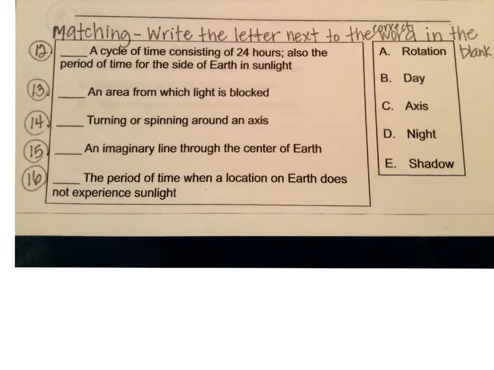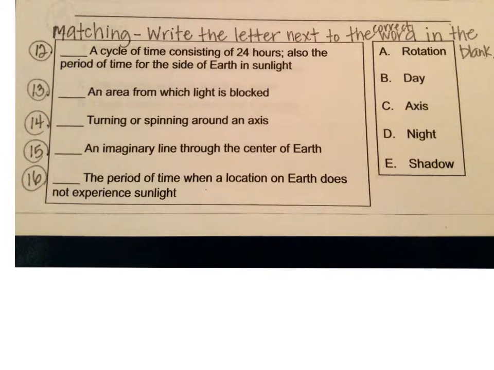Okay, 12 through 16 are a matching. You're going to put the letter that's out beside the word in the blank next to the right definition. So number 12 is a cycle of time consisting of 24 hours, also the period of time for the side of the Earth in sunlight. So it actually gives you 2 definitions.